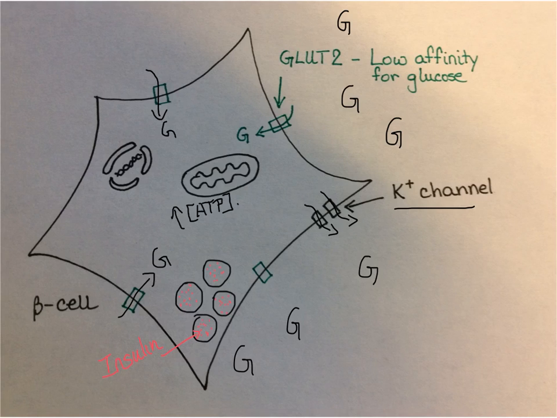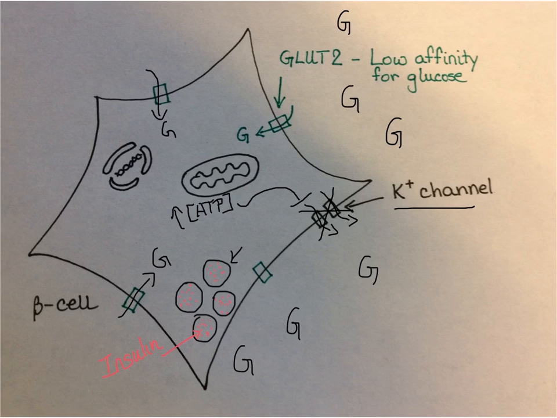ATP has a way to block the function of the potassium channels. And when these channels stop working, the ion gradient across the membrane changes. This leads to the fusion of the insulin-carrying vesicles with the plasma membrane.